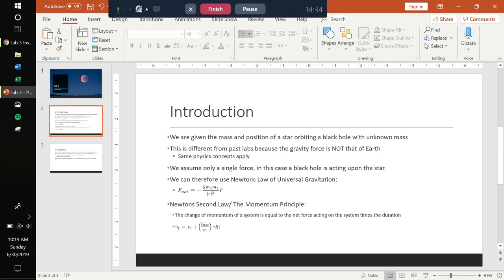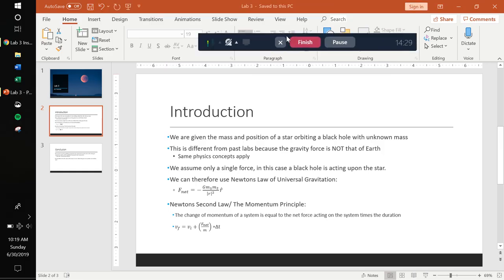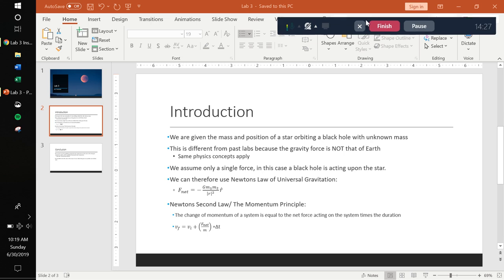We can therefore use Newton's law of universal gravitation, which is the net force is equal to the gravitational constant multiplied by the mass of the star, the mass of the black hole, and then divided by the position squared. We can also use Newton's second law, or the momentum principle, which is, in this case, that the change in momentum over the change in time is the same thing as F net.